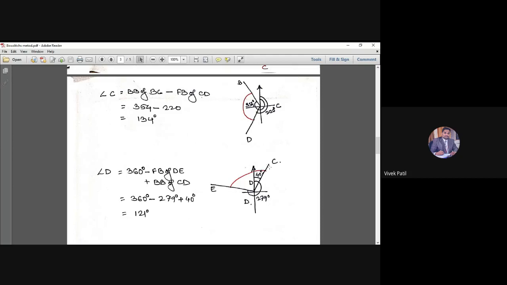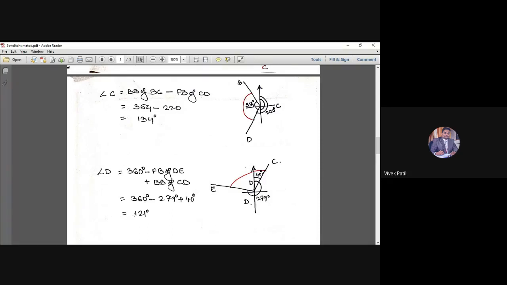Okay. So this interior angle will be equal to total 360. Out of that, I will subtract this 279 and add this 40. Okay. So that is nothing but 360 minus this forward bearing of D plus back bearing of CD. Back bearing of CD will be equal to 221.